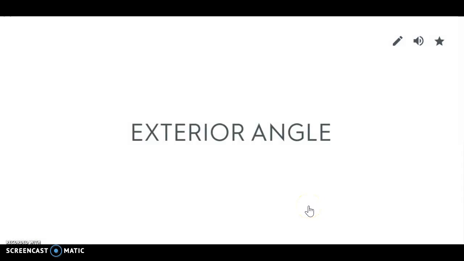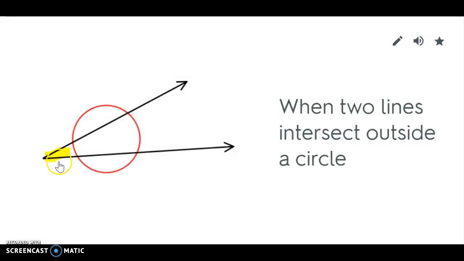And then the next one we have is exterior angle. An exterior angle is when two lines intersect outside. And so this is an exterior angle right out here. In your notes, you're going to learn about the rules of them. For vocabulary, we just wanted to make sure you knew where they were located.